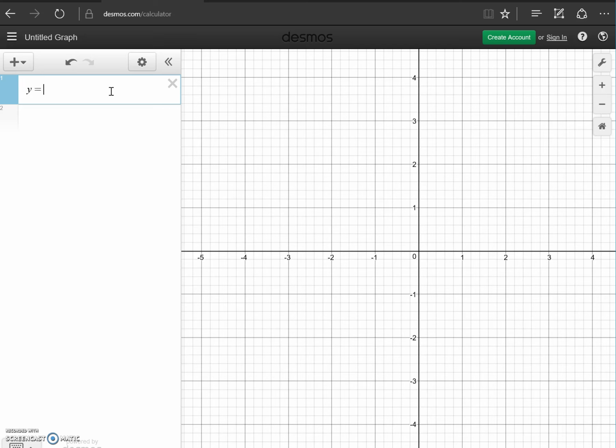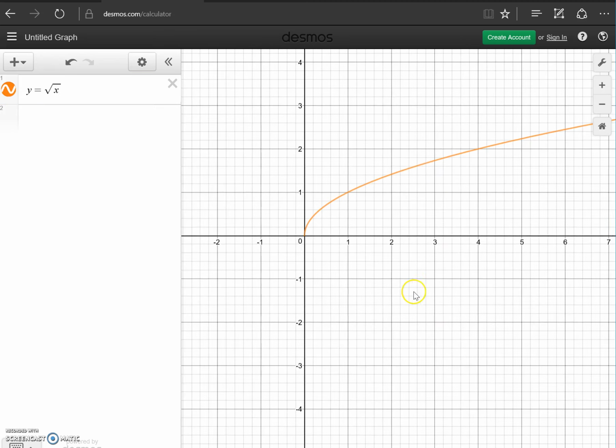This applies to anything. So y equals, let's go with the square root function. This is a good one. So the square root function of x just looks something like this.